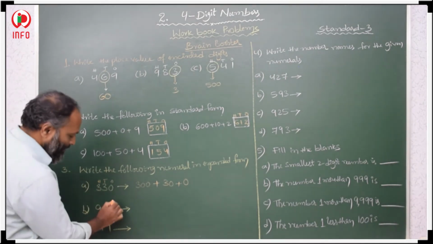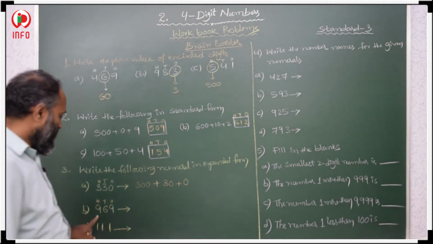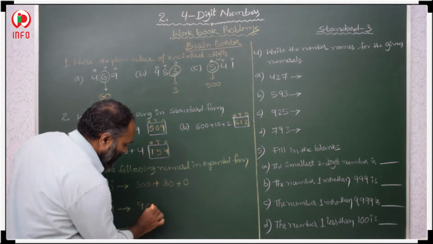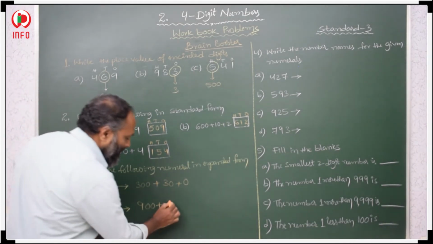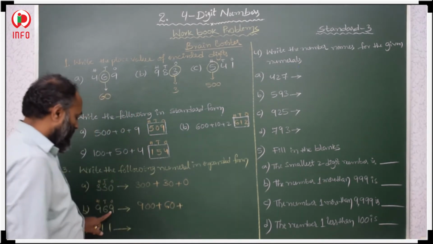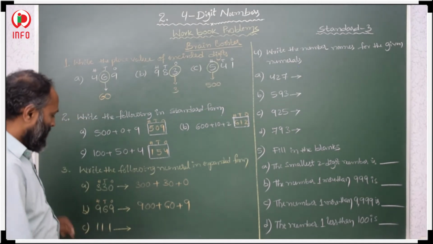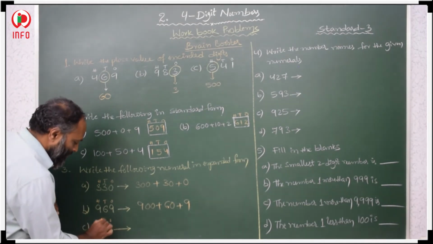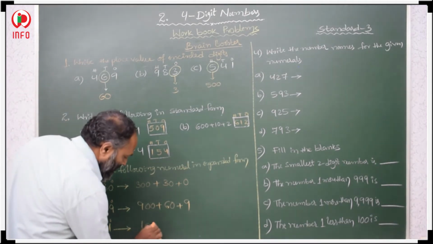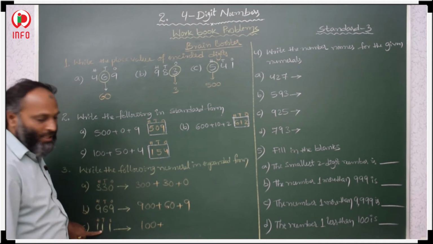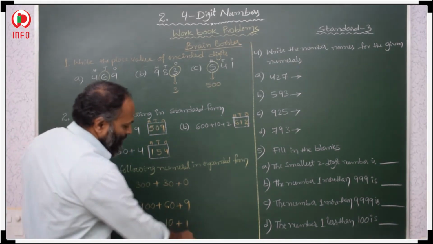Now, this is the ones place, this is the tens place, this is the hundreds place. 9 is in the hundreds place, 900 plus 6 is in the tens place, 6 tens are 60, plus 9 is in the ones place, 9 ones are 9. This is ones, tens, hundreds. 1 is in the hundreds place, 100. 1 is in the tens place, 10. 1 is in the ones place, 1 ones are 1.